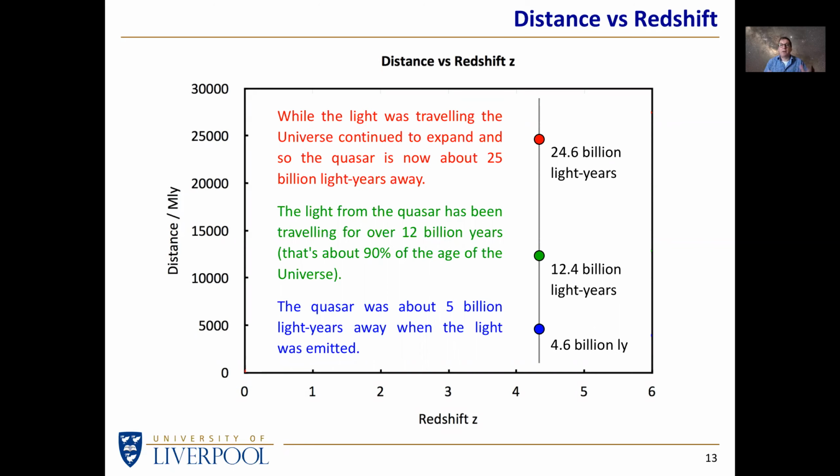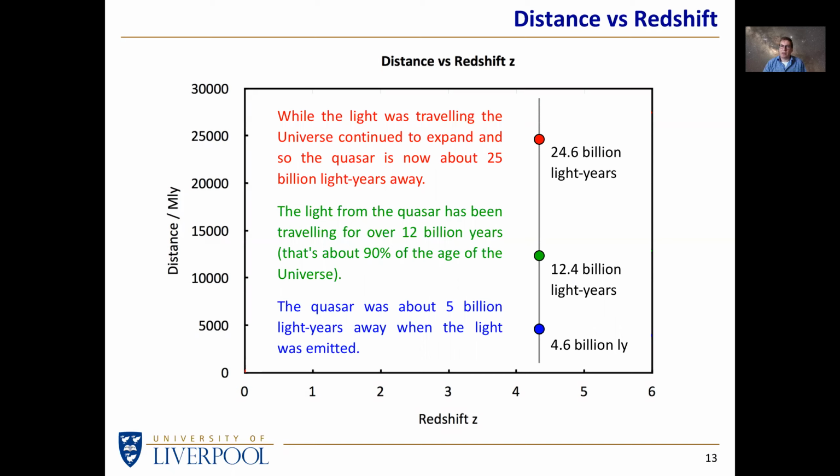During those 12 billion years that the light was taking to reach us, the universe, of course, was continuing to expand, and so the quasar was carried along with it, and the quasar is now a lot further away. The quasar is now about 25 billion light years away.